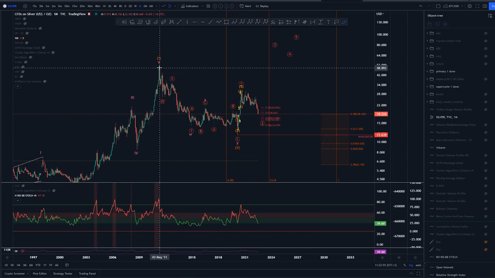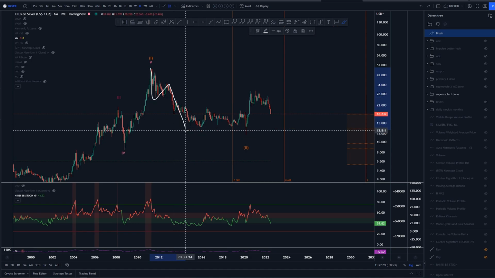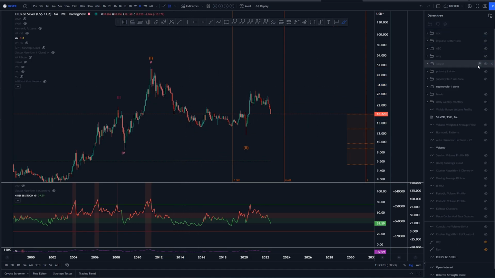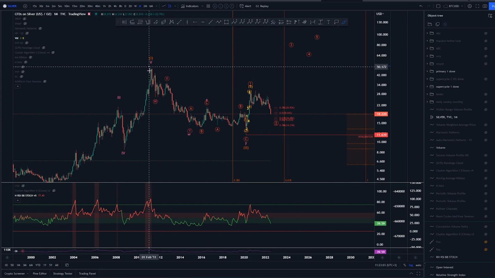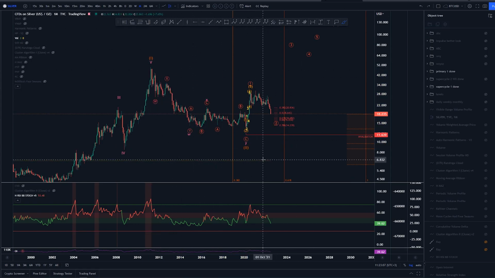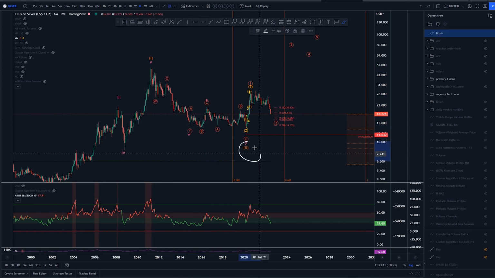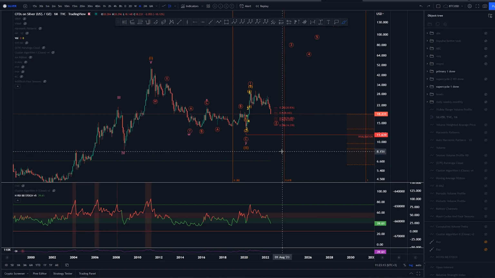In this scenario we have done that, in which we have a WXY: W is a 1-2-3-4-5, ABC into X, and A, B and C into wave Y. So the main thing is again WXY completing the wave 2 of supercycle here.